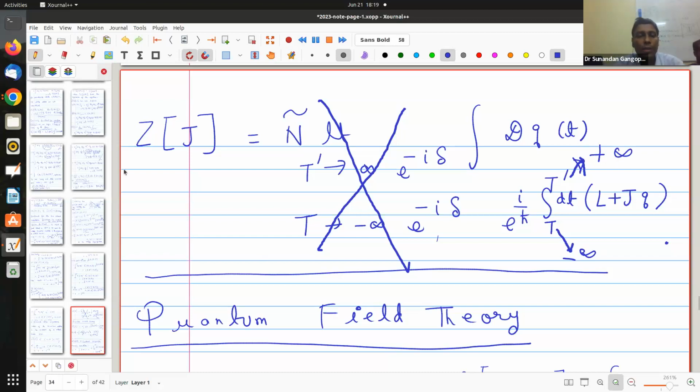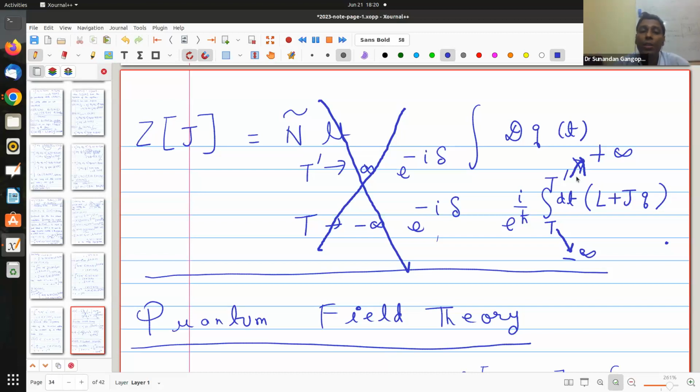So what we have now is the vacuum to vacuum transition amplitude, which is a functional of the external source J, Z of J, is basically nothing but a path integral over Q e to the power of i by h bar integral minus infinity to plus infinity dt of the Lagrangian L plus external source J times Q. So this is the general expression of a generating functional, which we have already seen that the basic concept of the generating functional is the following.